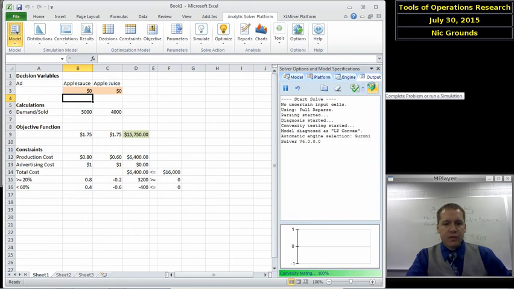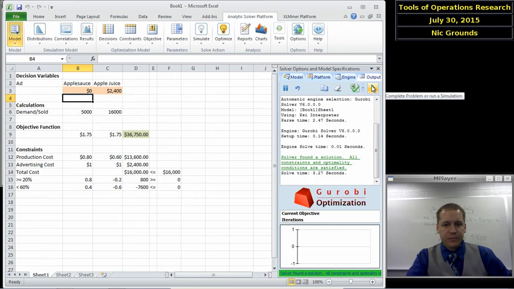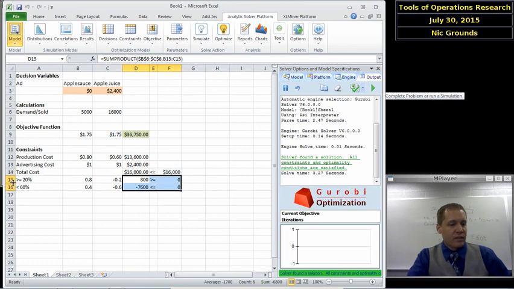And then we will execute the model. Okay? So it found a solution. In this case, spending advertising dollars on apple juice, such that the increased quantity allows for sales to maximize profit. The increased quantity production costs coupled with the advertising costs are exactly equal to our budget, right? And the constraint of making greater than 20%, less than 60% applesauce is met in both cases.